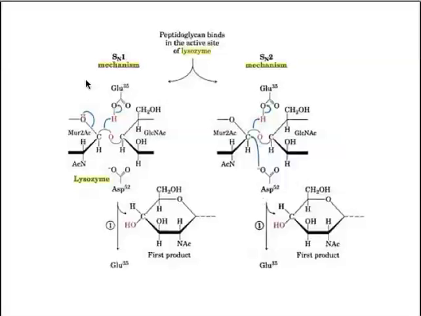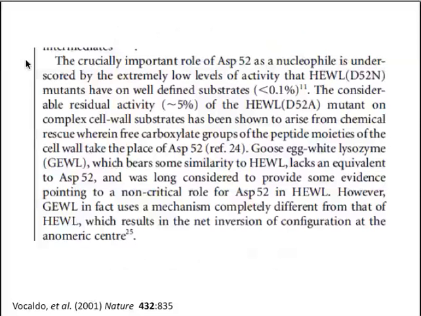Well, it's a little more complicated than that, and I wanted to read you an excerpt from the actual article by Vocadlo et al. in Nature in 2001. Again, the paper you read was a review of this particular article.